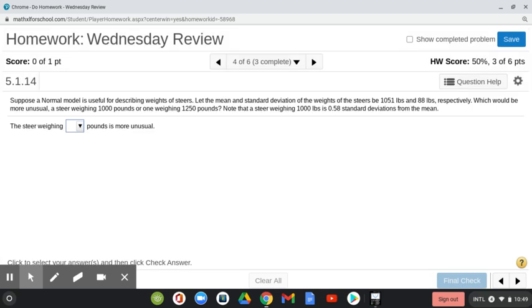Okay, the next one, I know they want you to figure out which z-score is bigger in absolute value, but you can actually just see which number is further away from the average. So is 1,000 further away from 1051, or is 1250 further away? You can see 1,000 is only about 51 away, and 1250 is almost 200 away. So that one is definitely going to be more unusual.